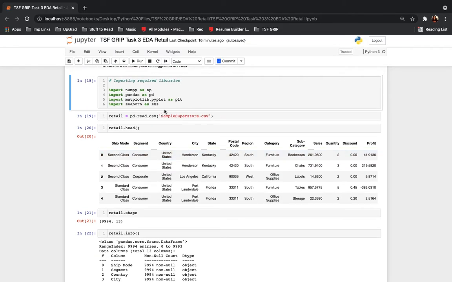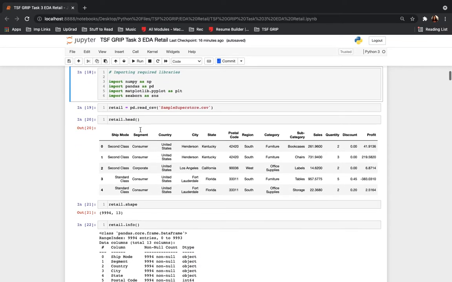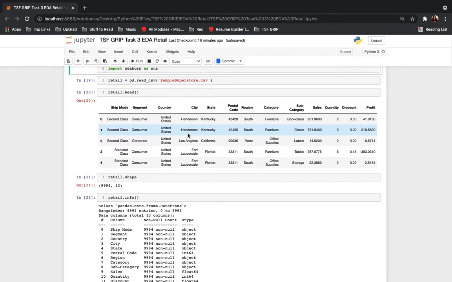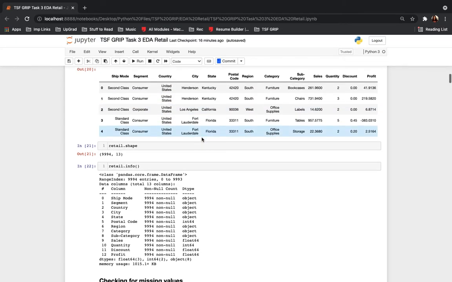So let us start by downloading the dataset and reading the CSV. I have imported the required libraries over here, and over here we are reading the CSV. With the data frame.head, let us try and understand the various rows and columns in this data frame. So we have ship mode, segment, country, city, state, postal code, region, category, subcategory, sales, quantity, discount, and profit.